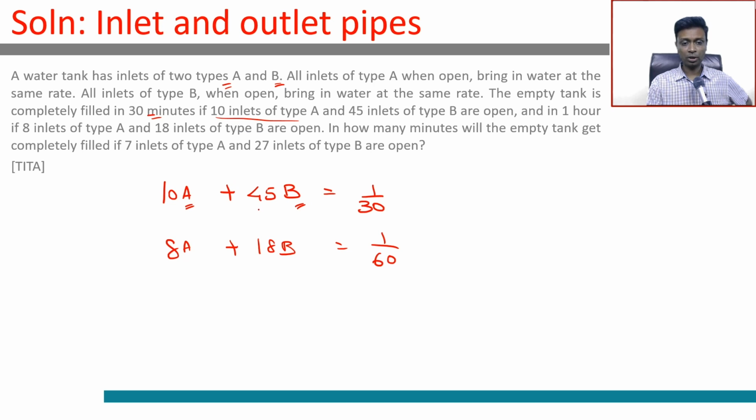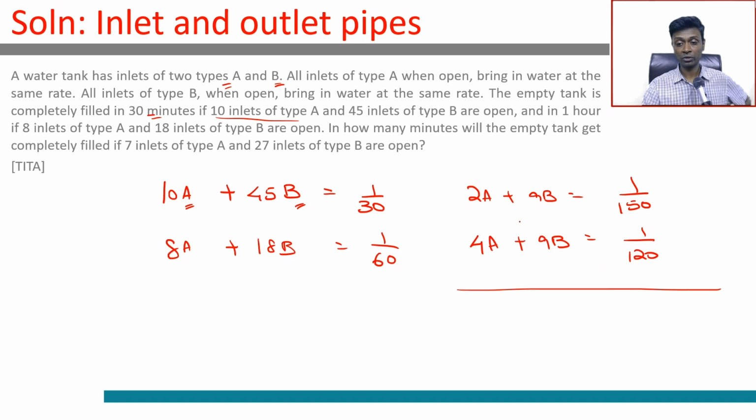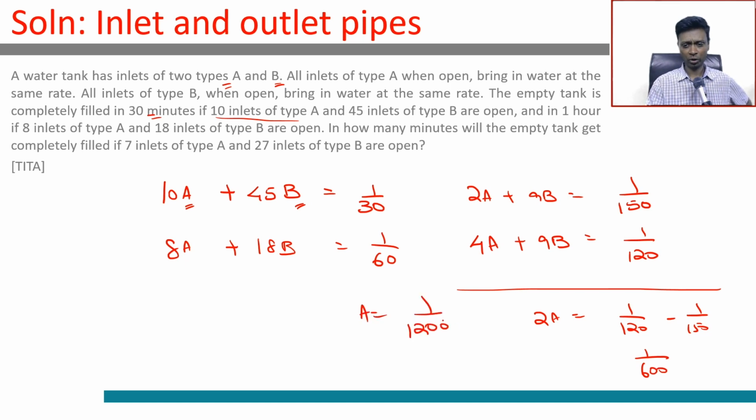So 10A plus 45B we can divide by 5. 2A plus 9B is 1 by 150. Again divide here, we can divide by 2. 4A plus 9B is 1 by 120. We subtract one from the other. 2A equals 1 by 120 minus 1 by 150. 5 by 600 minus 4 by 600, which is 1 by 600. Or A is 1 by 1200.